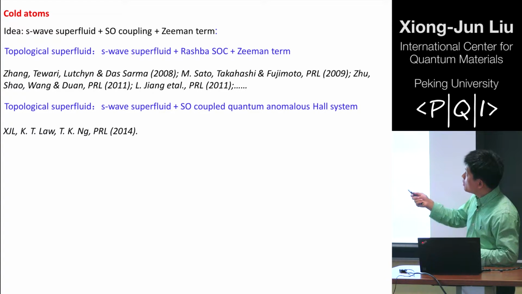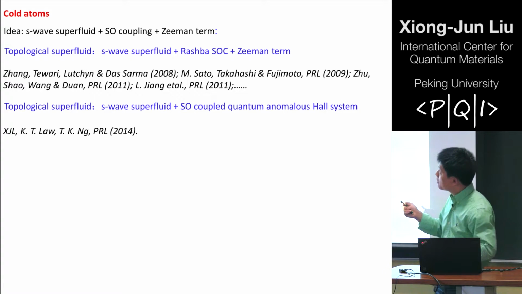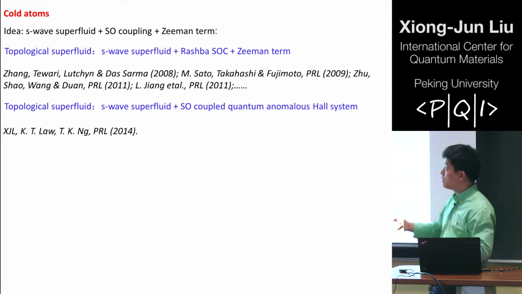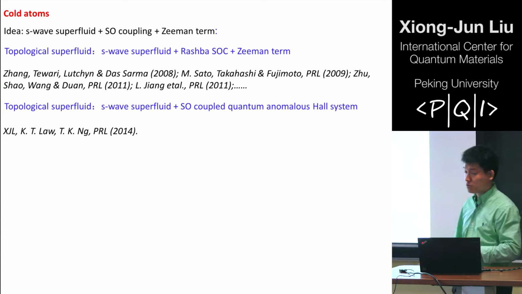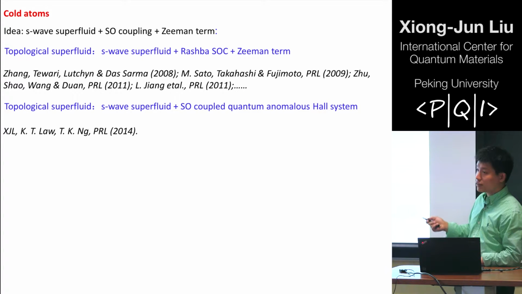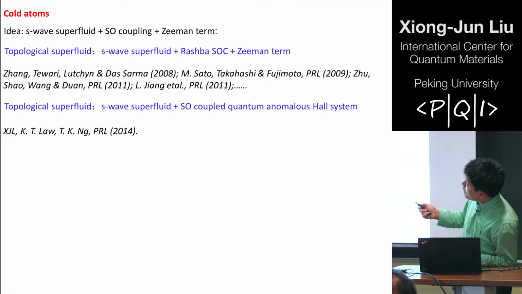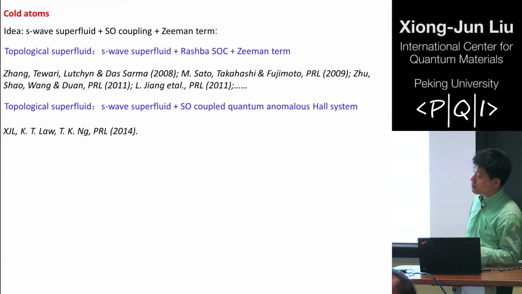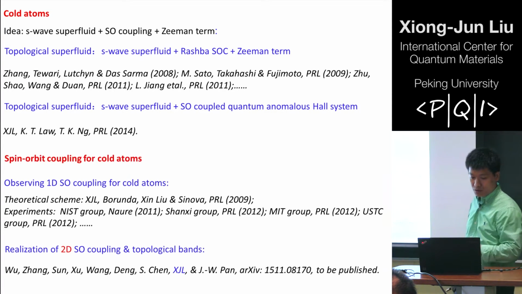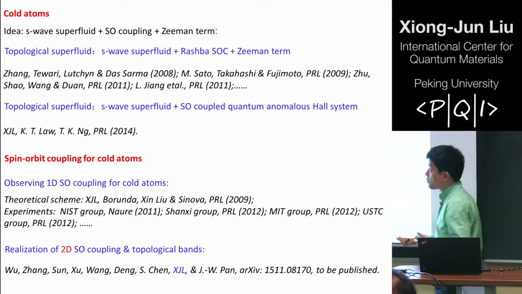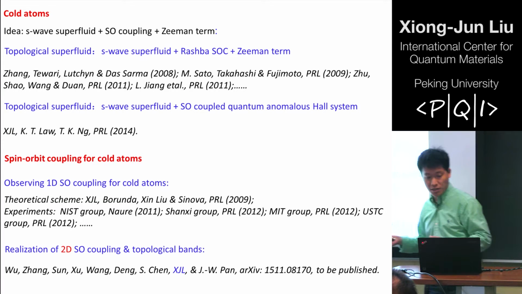But here, in a similar case, you can use spin-orbit coupling plus s-wave superfluid and the Zeeman field. You can also realize the topological superfluid. It's fully similar. However, in the case of cold atoms, you don't have spin-orbit coupling. Remember, first of all, you need an idea to realize spin-orbit coupling. Recently we do have a very good experimental process to realize spin-orbit coupling in cold atoms.